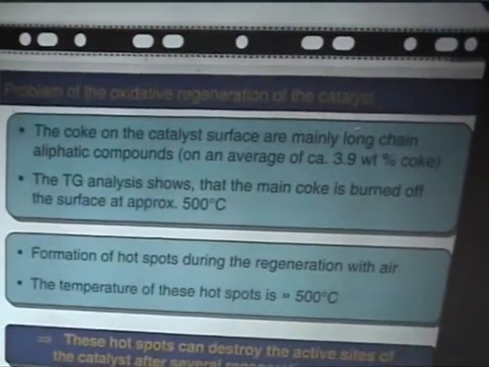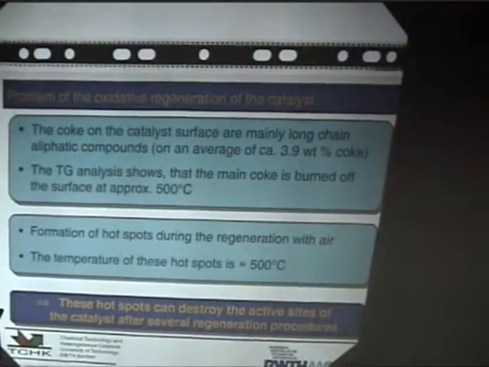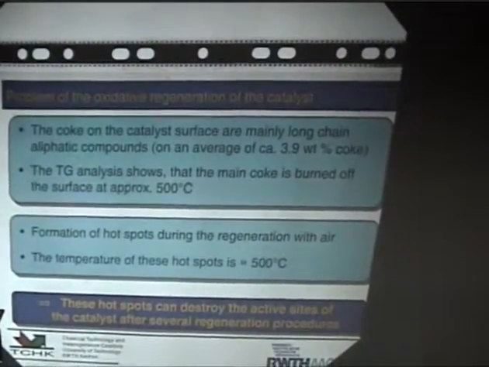We had that, and now we considered when we burn off this coke, and mainly we have about 3.9% of coke on the catalyst.